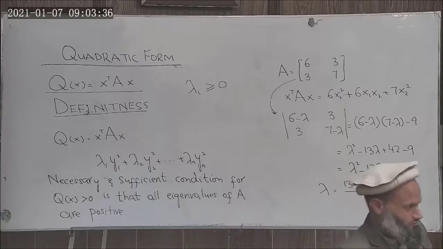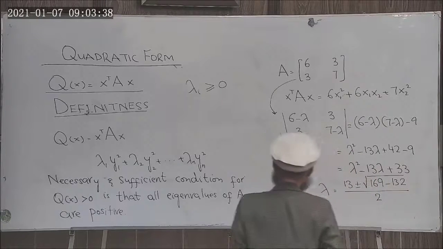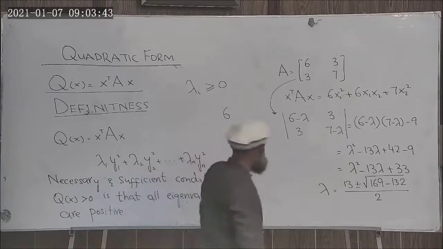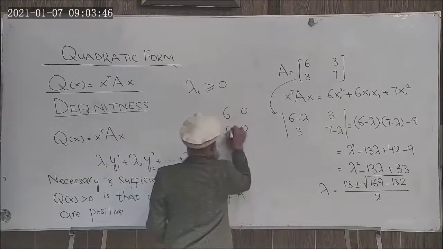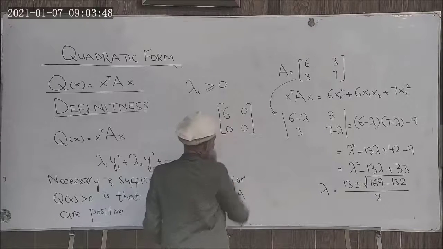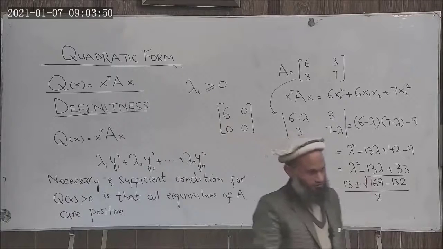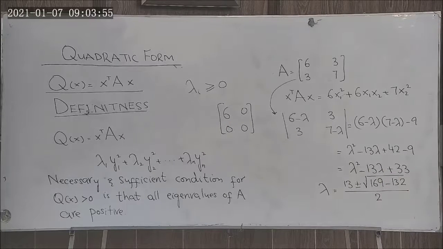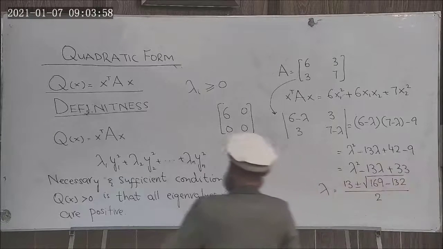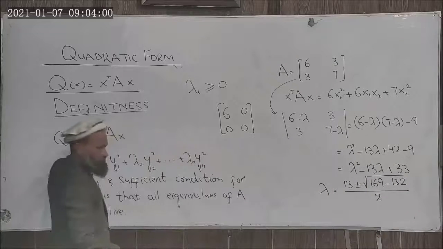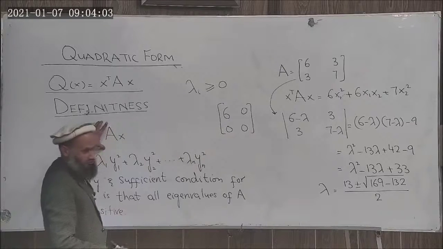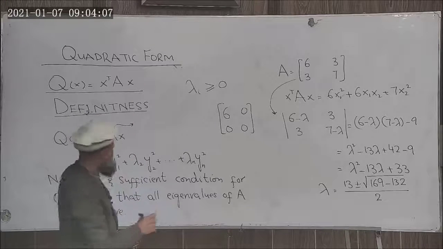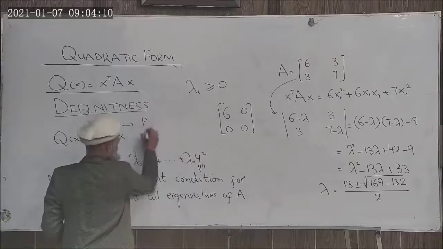Positive semi-definite. For example, if some matrix has eigenvalues, one eigenvalue of this matrix is positive, and the other eigenvalue is 0. So this quadratic function will be positive semi-definite, and we call the corresponding matrix accordingly as well.